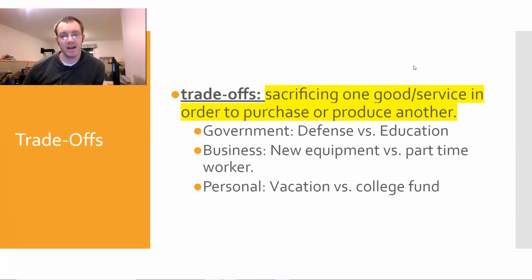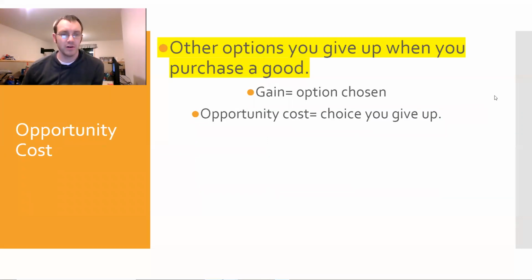So it's a sacrifice you have to make, and it can be hard. It's not always fun, to say the least. So what we really see with trade-offs is opportunity cost. And this is the option you give up when you purchase a good, or it could be a service too. Okay, so you're going to have two things. Gain is the option you choose, and the opportunity cost is what you give up.